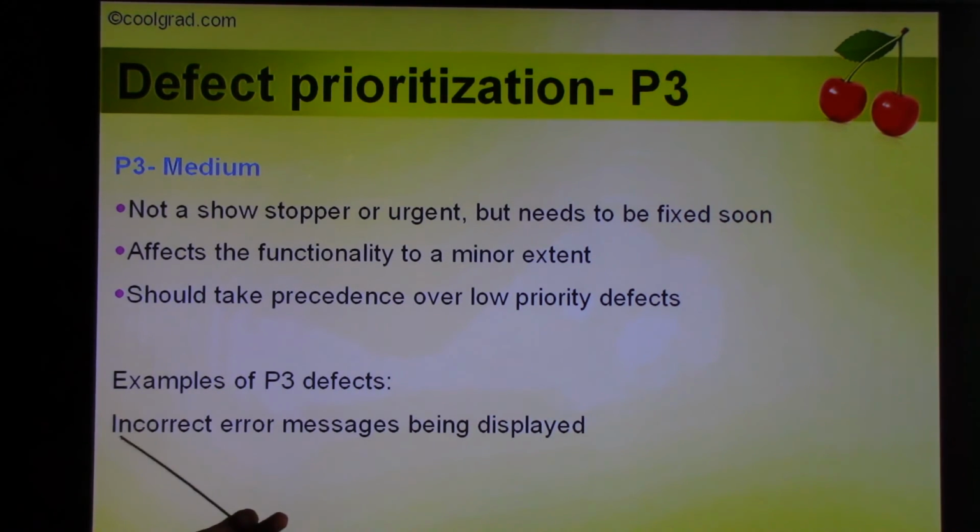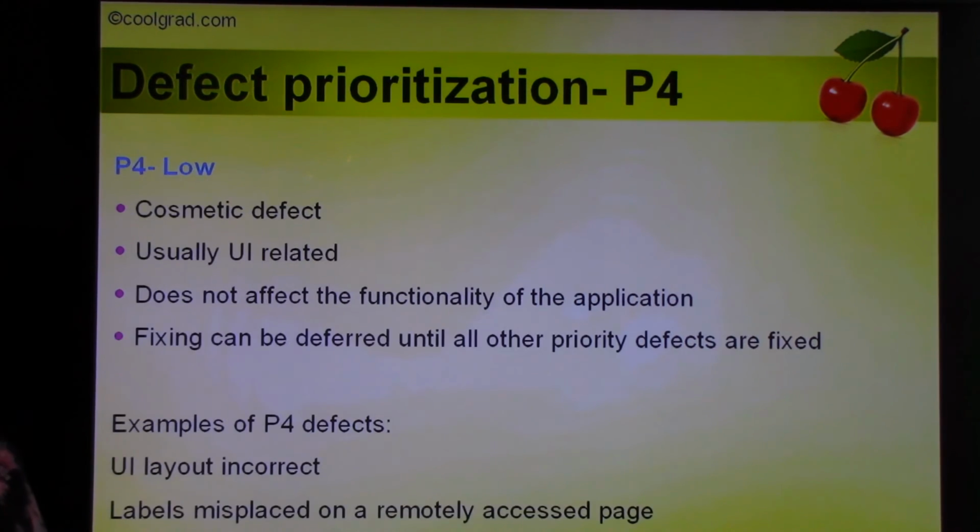Examples of P3 defects. Incorrect error messages being displayed. For example, if the error message is supposed to say, use the correct credentials to log in, and instead it says, your profile is outdated or something. It's displaying the wrong error message. That needs to be fixed. But come on, we can wait for a couple of days before we do this, because there are more important things that need to be fixed. There are bigger fish to fry. So this is a small example of a P3 defect.